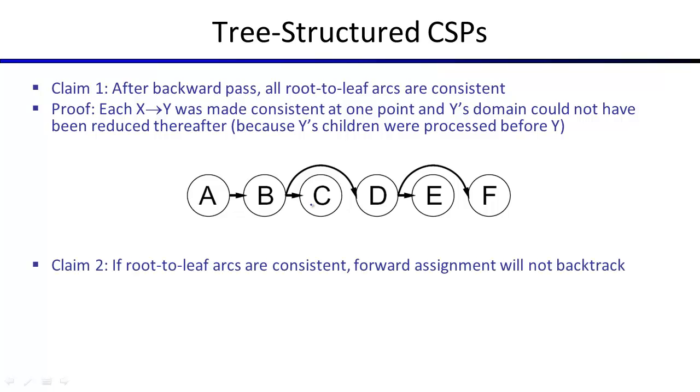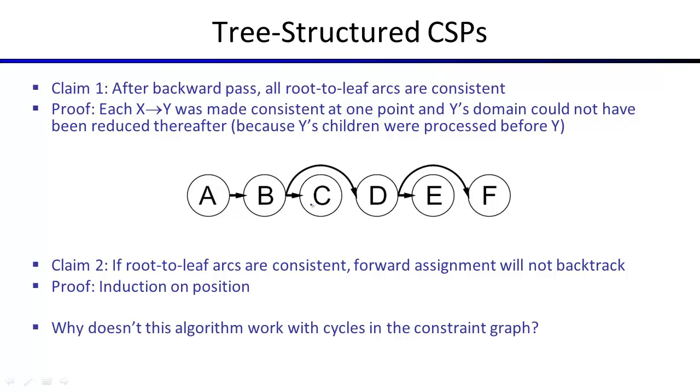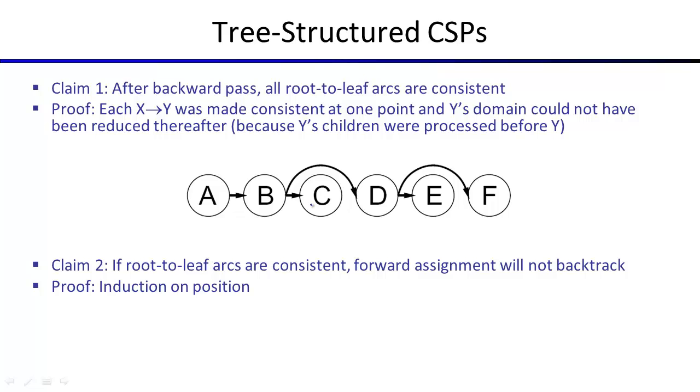Claim 2: we know they're all consistent. If they're all consistent, then forward assignment won't backtrack. This is kind of the important part of the proof. We're going to do this kind of by induction on position. I'm not going to actually roll out the whole induction. I'm going to show you the key point why this is true. So for example, actually, I guess we already did this.